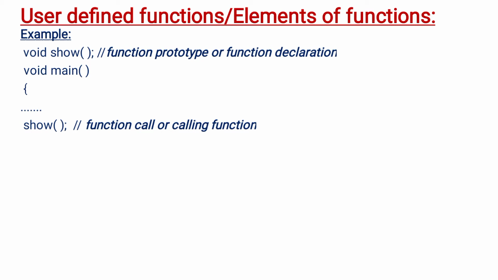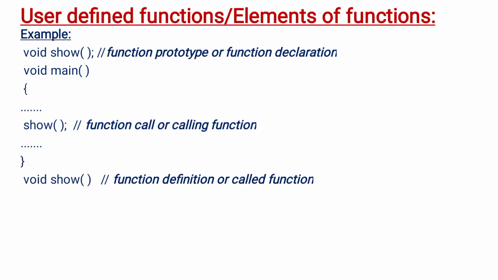This show method is called a function call, or this is also called calling a function. And some statements, the main function is closed here, and then I am writing the show function definition. So here I am writing void show. Carefully observe, in the first line void show function is ended with a semicolon, and in the later line void show method doesn't have any semicolon here.